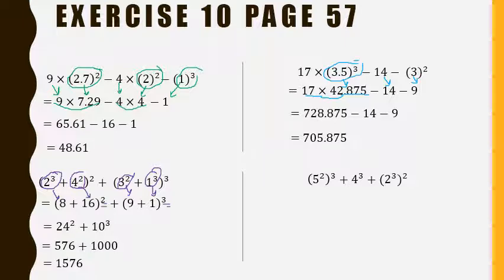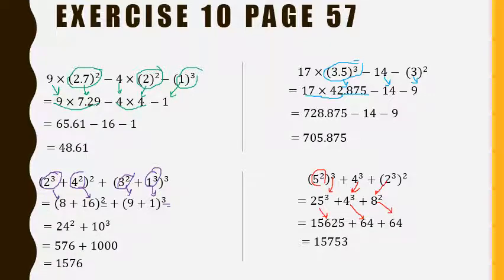Here, what to do? Start by solving what's inside the parentheses. 5 squared is 25, and it has power 3. 4 cubed, write it down. 2 to the power 3 is 8, all to the power 2. Now I have to solve the powers. 25 to the power 3 is 15,625. 4 cubed is 4 times 4 times 4, which is 64. 8 squared is 8 times 8, which is 64. Now add them all. The final answer is 15,750.